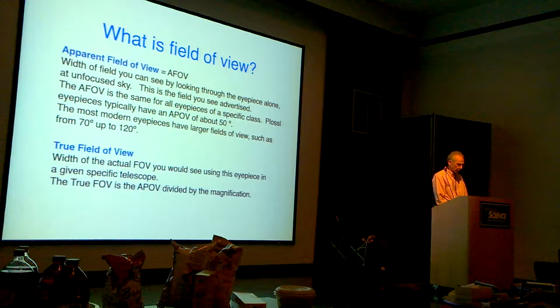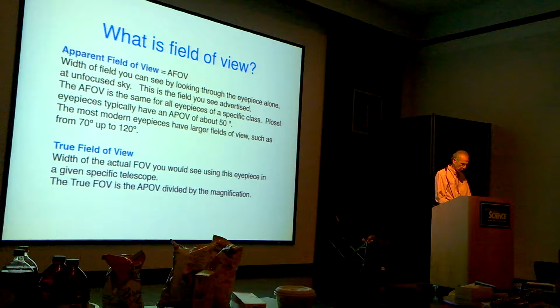What's the field of view? The apparent field of view is the width of field you can see by looking through the eyepiece alone at unfocused sky, as if you had no telescope and just held the eyepiece up to the sky. This is the field you see advertised. So when you see an advertisement saying an eyepiece gives a 50-degree or a 70-degree field of view, of course you're not going to see 50 or 70 degrees looking through the telescope. This is just the apparent field of view.